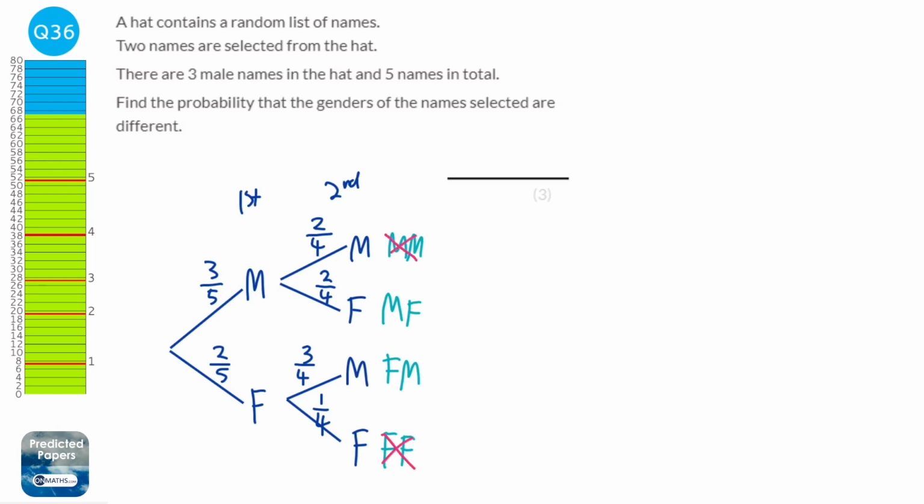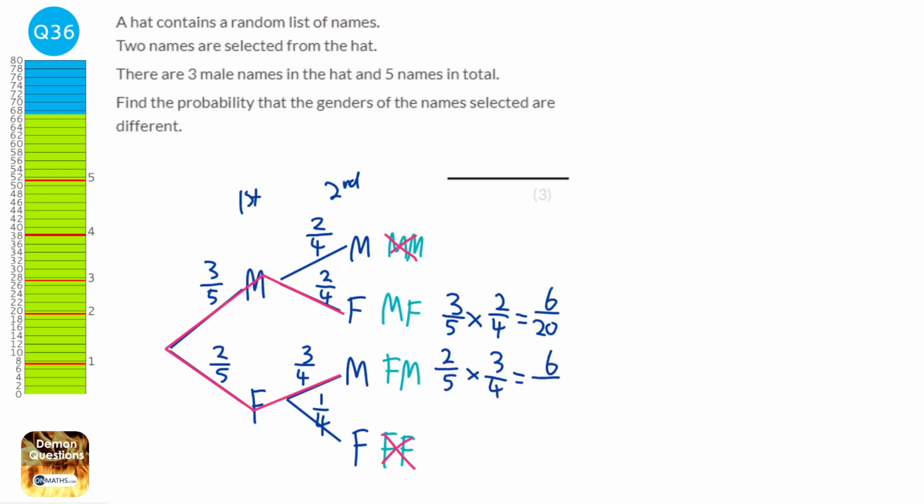And the way that tree diagrams work is, as you go along the tree, any fractions you go across, you multiply together to find the outcome. So this will be 3 over 5 times 2 over 4. And I realise I could cancel 2 over 4, but I generally cancel at the end. So 3 times 2 is 6, 5 times 4 is 20. We're going to do the same with the other route. So 2 over 5 times 3 over 4. That would be 6 over 20.